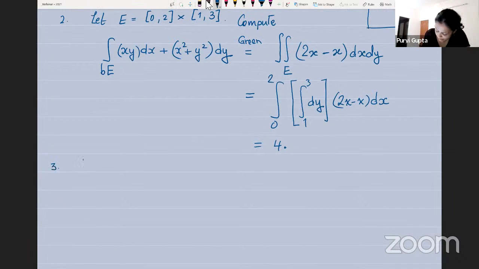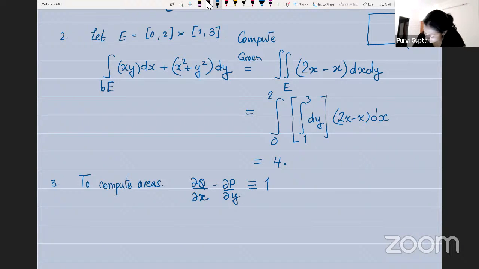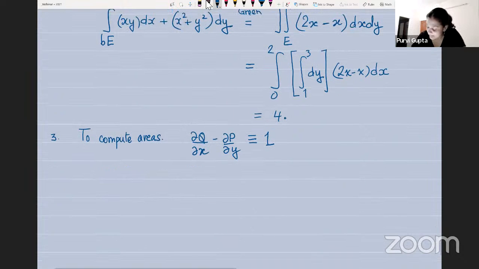All right. Now, another application is to compute areas. So in the first two examples, we were interested in curves. In the third example, we are actually interested in a double integral. And here, what happens is that your del Q by del X minus del P by del Y is being taken as the constant function 1. Okay.